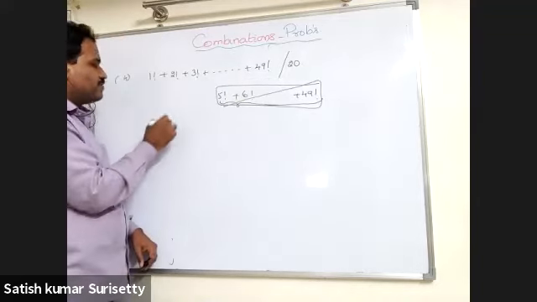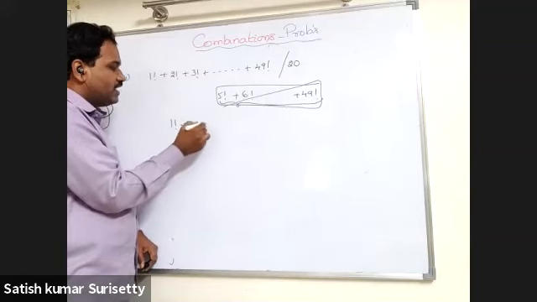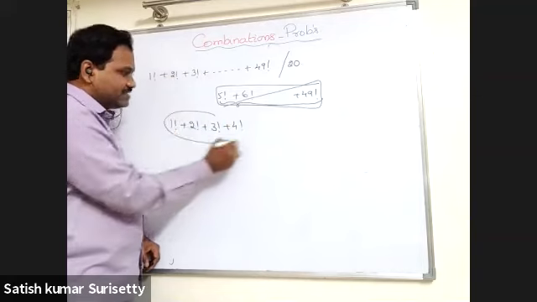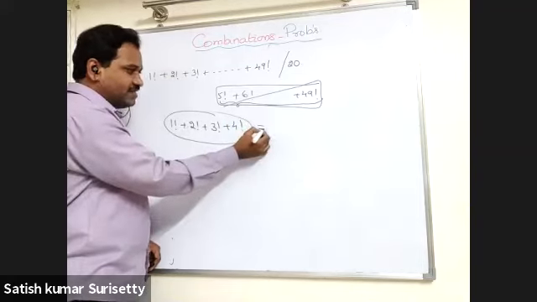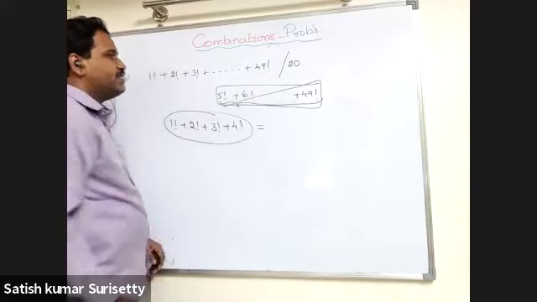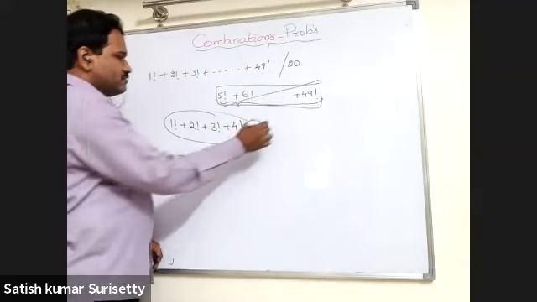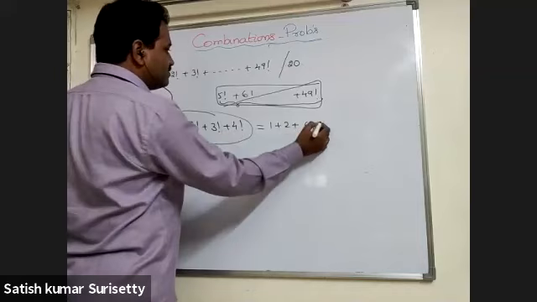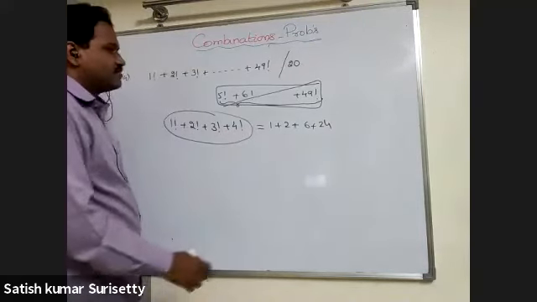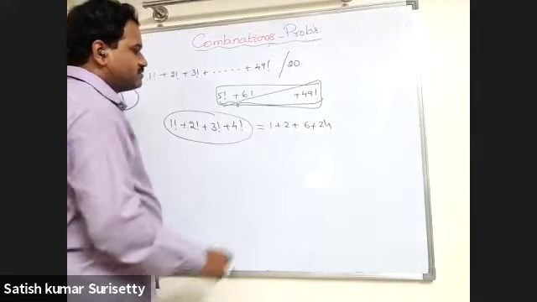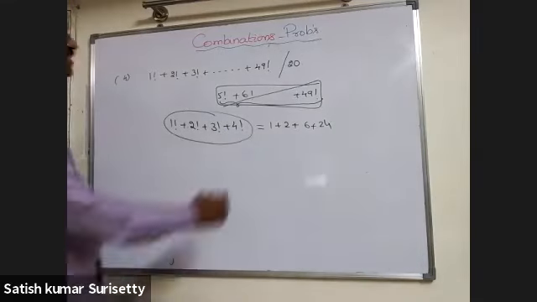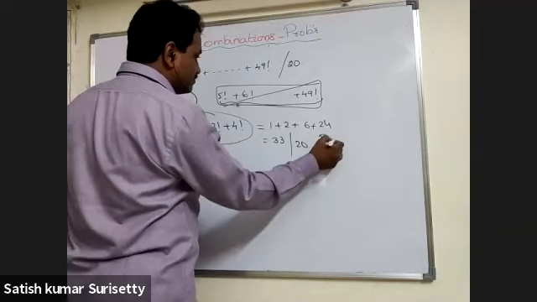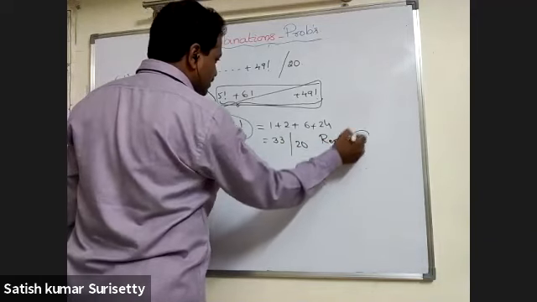Then what is remaining now? 1 factorial plus 2 factorial plus 3 factorial plus 4 factorial. Now add all this, and whatever sum you get, divide by 20 again and calculate the remainder. What is the value now? 1 plus 2 plus 6 plus 24, how much is this? 33. Now divide 33 by 20 again. What is the remainder now? 13. That is the answer.